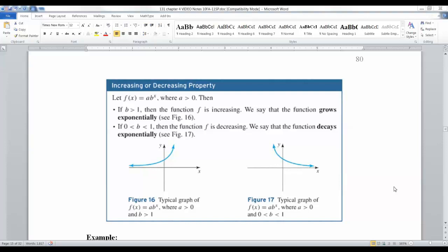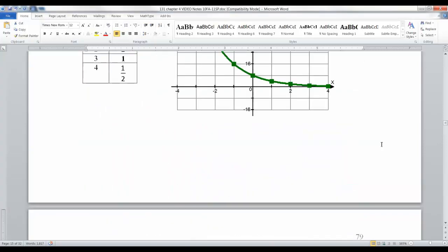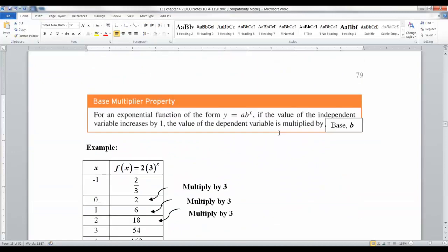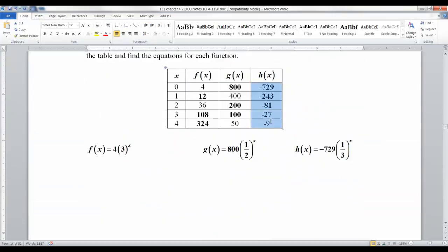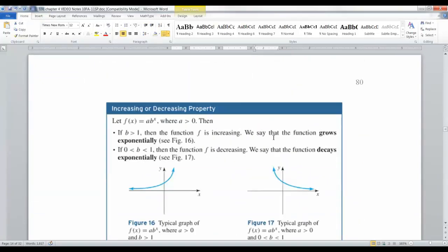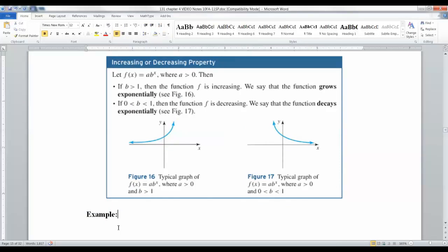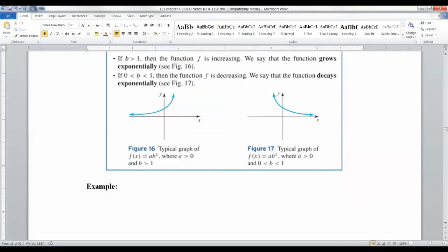Okay, so if a is positive always, that means you're always above the x-axis. Not like this one right here, where everything was negative. We won't be having that for these particular types. Okay, so I wanted to give you some classic examples. The classic examples are business, money, debt, and stuff like that, and populations and stuff like that.